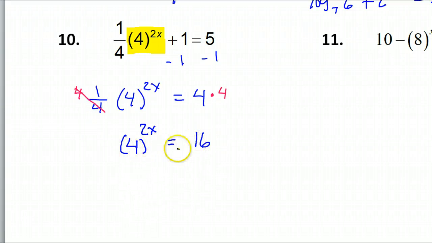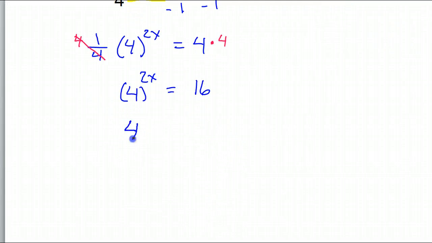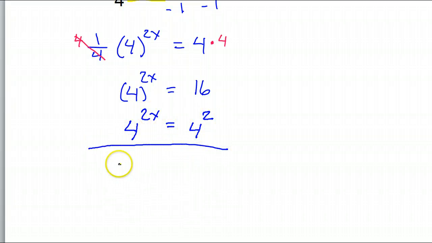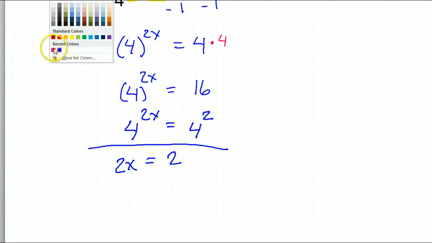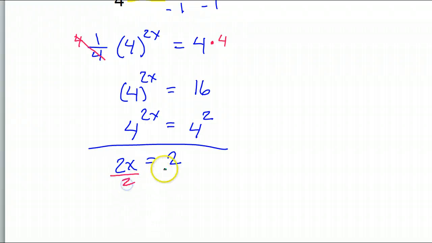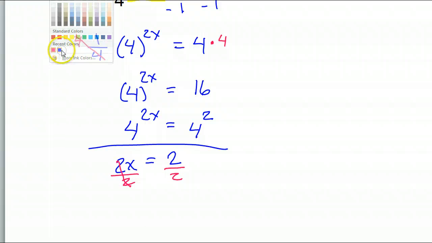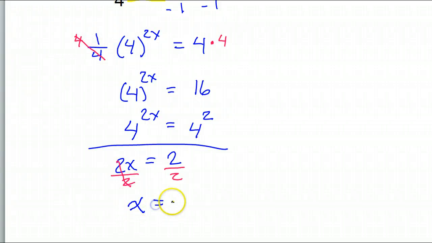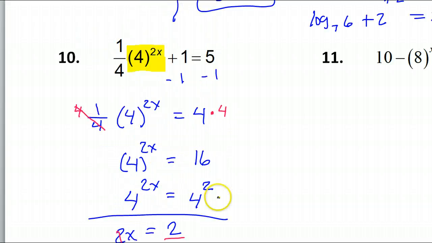Now, I've got a base 4, and 16 can be written as a base 4. So I can write this as 4 to the 2x power, and then 16 is 4 squared. Once the bases are the same, that means the exponents must be the same. So 2x must equal 2. The only way that's going to happen is if x is equal to 1. All right, that is the answer for number 10.